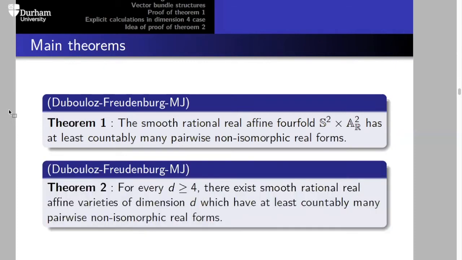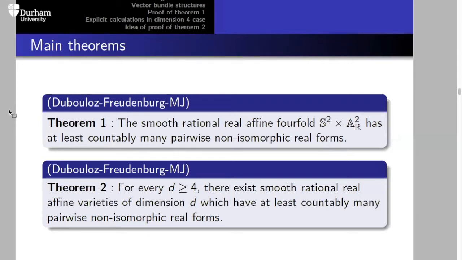Also, we can go to higher dimensions. If your dimension d is at least 4, we have examples based on this first example of smooth rational real affine varieties of dimension d, which have at least countably many pairwise non-isomorphic real forms.